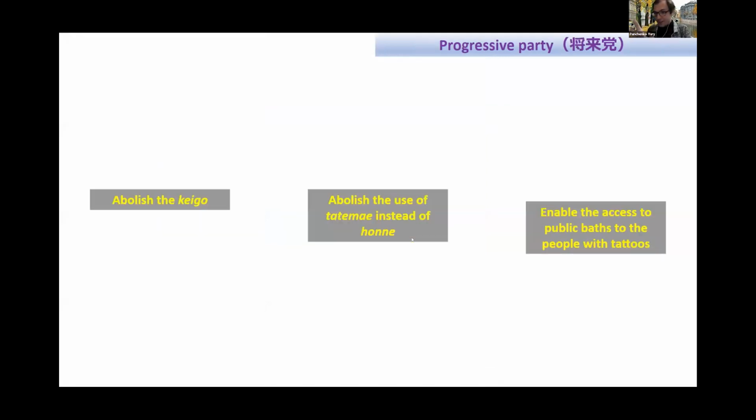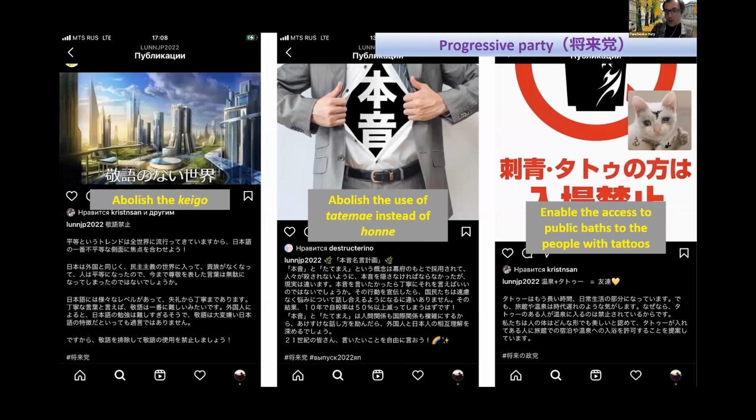Or the other party took an opposite view of the future for Japan: to abolish the highly respectful language they have in Japan, abolish the use of some traditional concepts and directly express what you mean, or, for example, enable access to public baths for people with tattoos, which is prohibited in Japan.